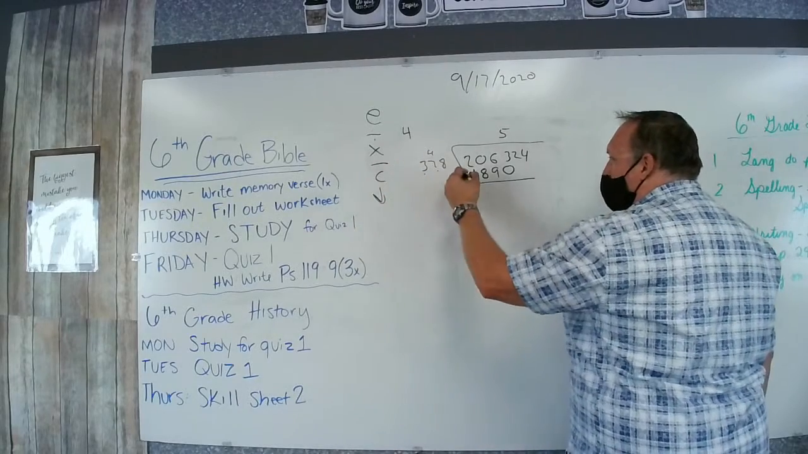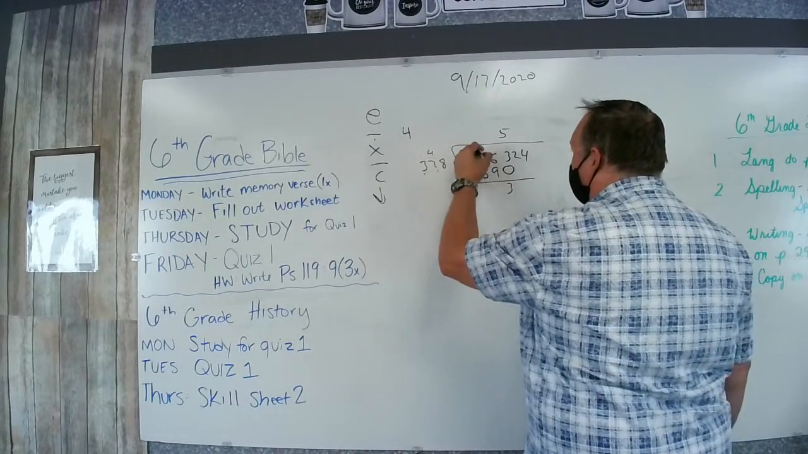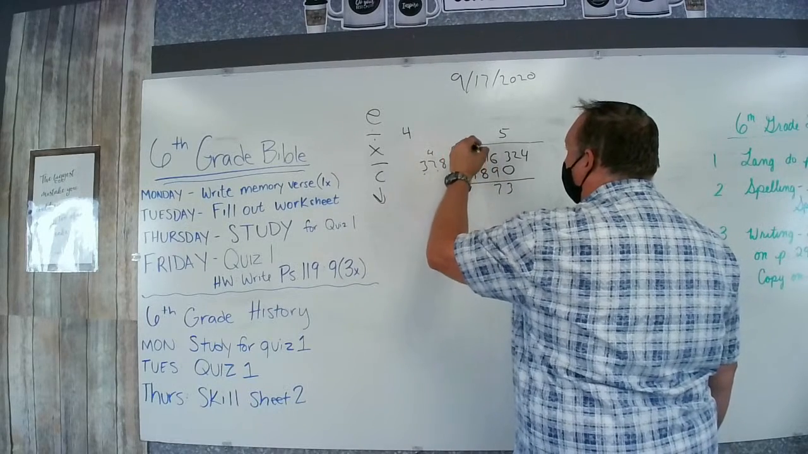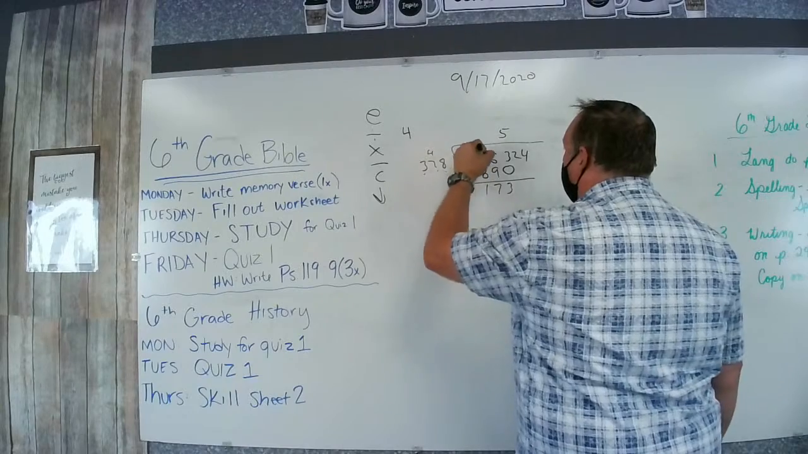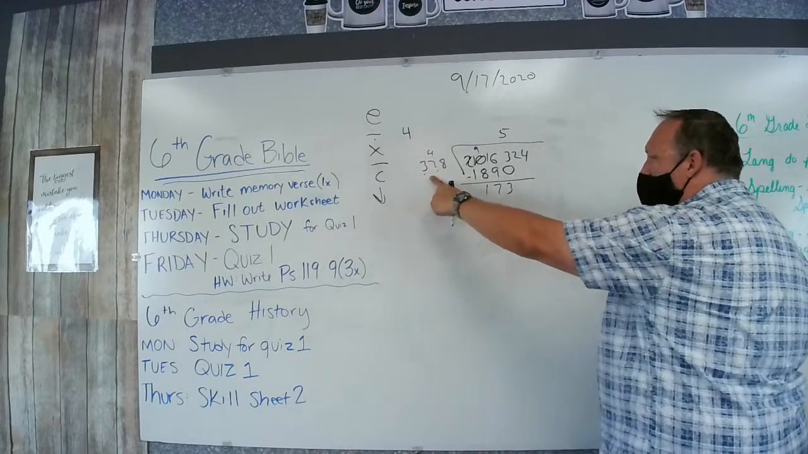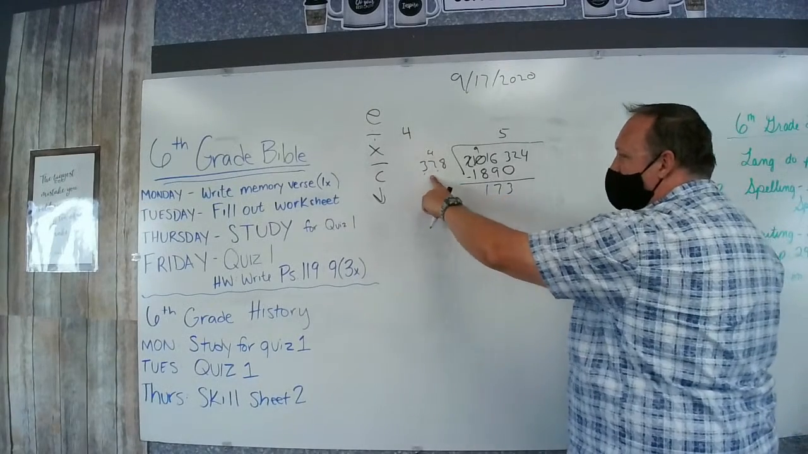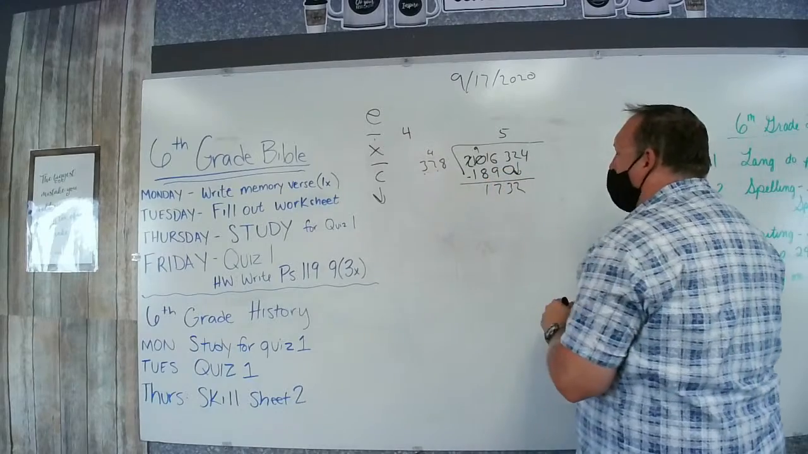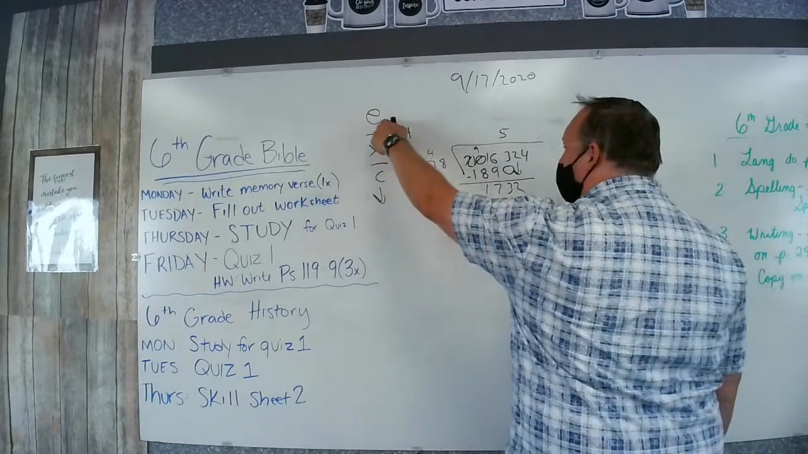Then I'm on the subtraction part. I subtract. Okay. I get 173. Is 173 less than 378? Yes, it is. So I've done my comparing. Now I'm going to bring down. Then I start the whole thing over again.